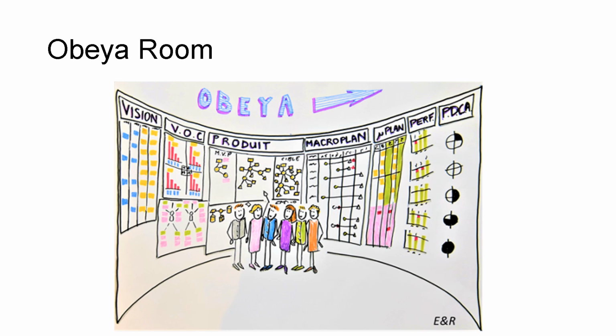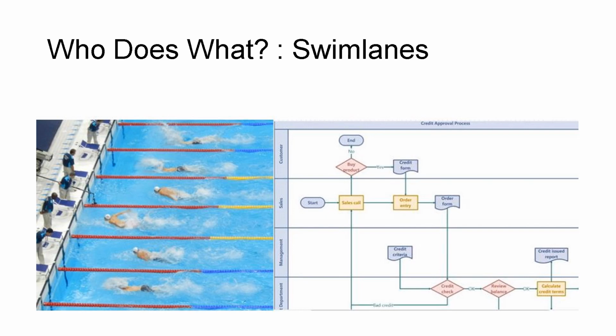A dedicated room is sometimes used, called Obeya or War Room, to house the value stream map. Every time there is a change of hands, there is an opportunity for waiting time. Therefore, the VSM should clearly indicate who does what.